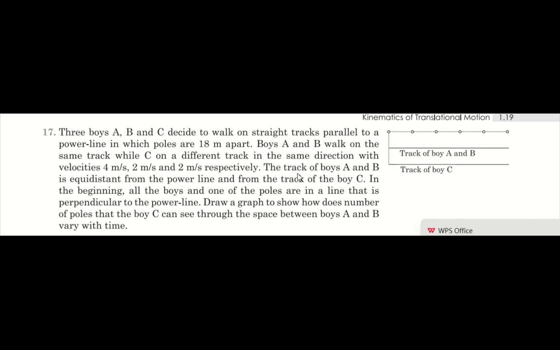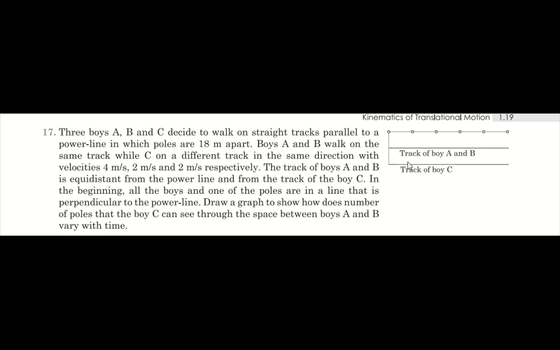The track of boys A and B is equidistant from the power line and from the track of boy C. So the middle track is equidistant from the other two tracks. In the beginning, all the boys and one of the poles are in a line that is perpendicular to the power line. Draw a graph to show how the number of poles that the boy C can see through the space between A and B will vary with time.